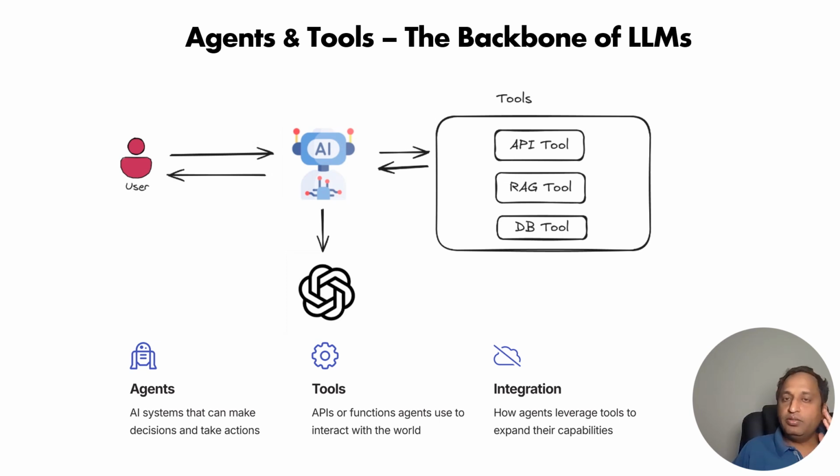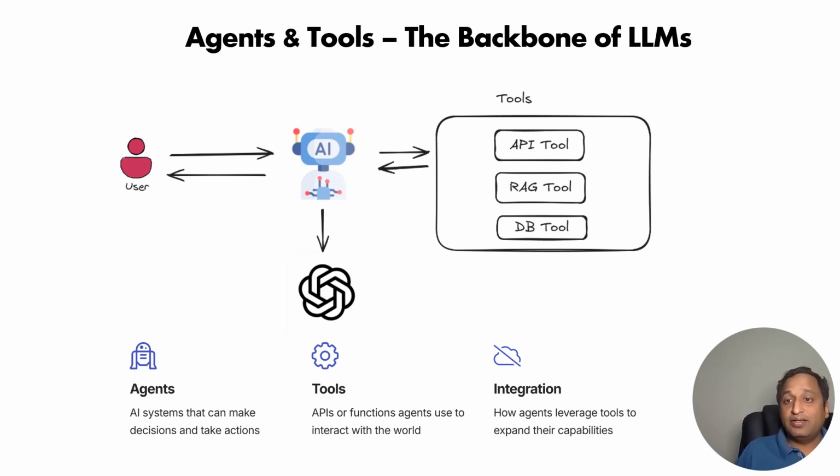Before we get into MCP, let's talk about the core building blocks of intelligent AI systems today, agents and tools. When most people first interact with a language model like ChatGPT, it feels magical, right? You ask a question, you get an answer. But you're only scratching the surface of what is possible. Real power comes when we go beyond simple Q&A and turn these models into agents, systems that can reason, make decisions, and most importantly, take actions.